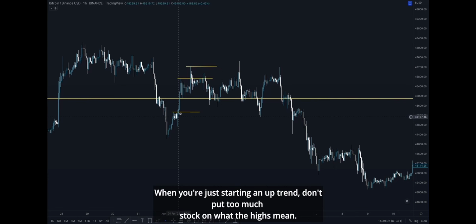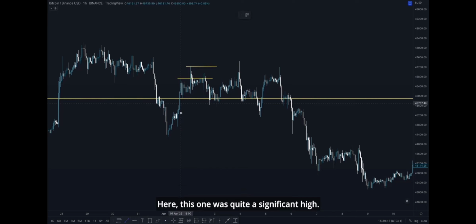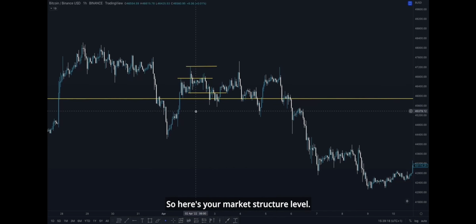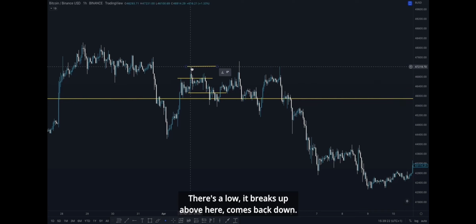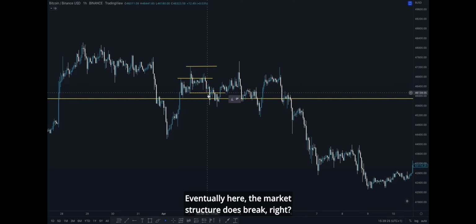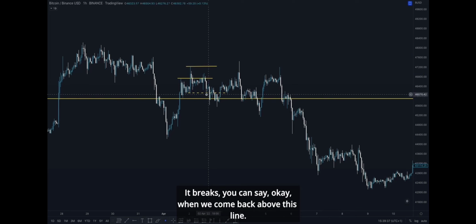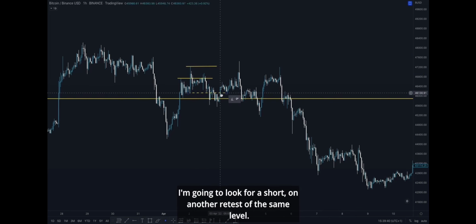When you're just starting an uptrend, don't put too much stock on what the highs mean. Here, this one was quite a significant high. We pushed up, we set it, we consolidated, we broke above it. So here's your market structure level. There's a low, it breaks up above here, comes back down. Eventually here, the market structure does break. All right, so at this low here, this market structure level, which I'm going to mark as a dashed line, it breaks. You can say, okay, when we come back above this line, I'm going to look for a short on another retest of the same level.